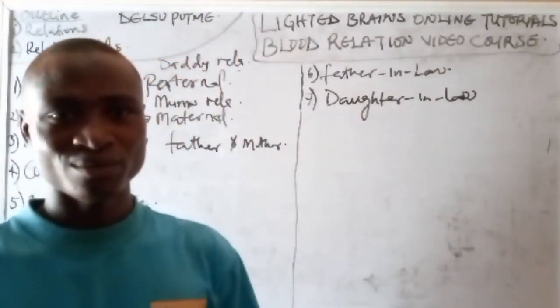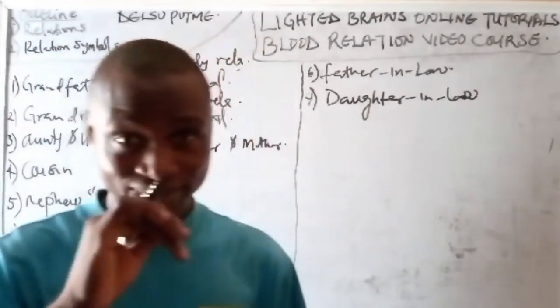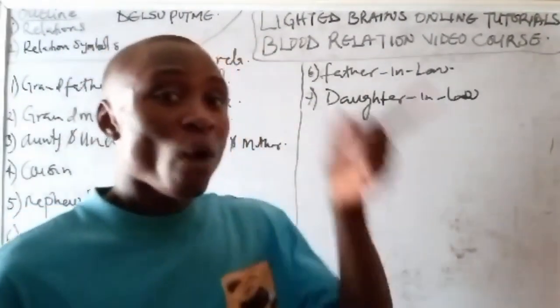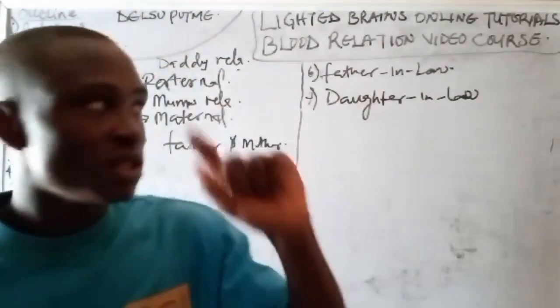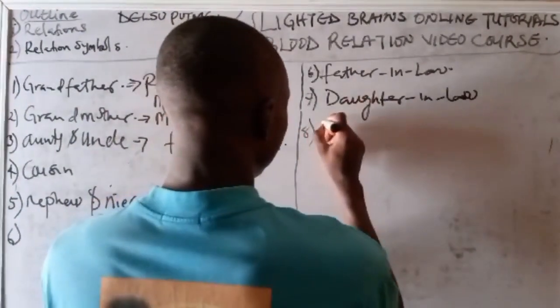So the relationship is very, very cool. Did you get it? Okay, now let me just bring it again. Your wife is daughter-in-law to your father, while your father is father-in-law to your what? Wife. Now, we have it. We have a mother-in-law.